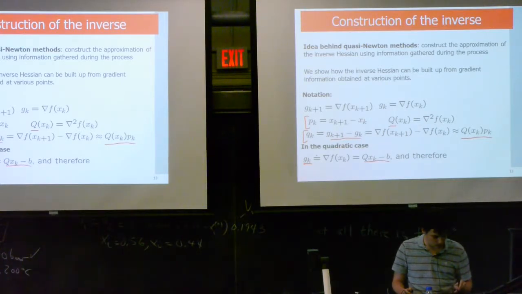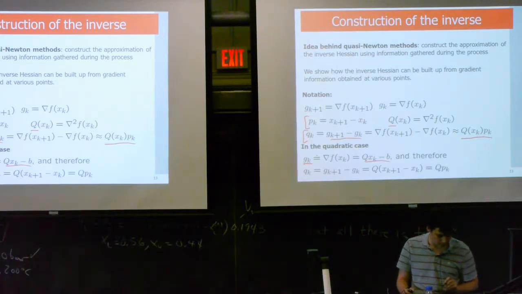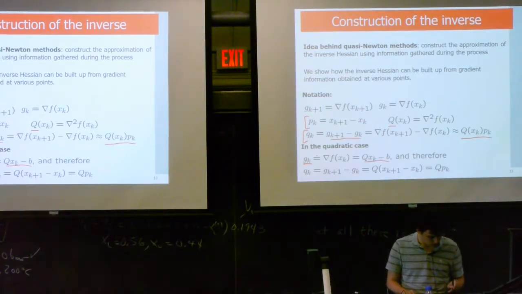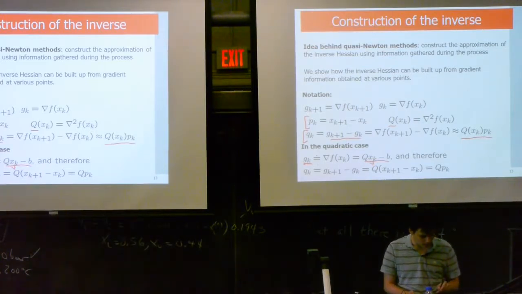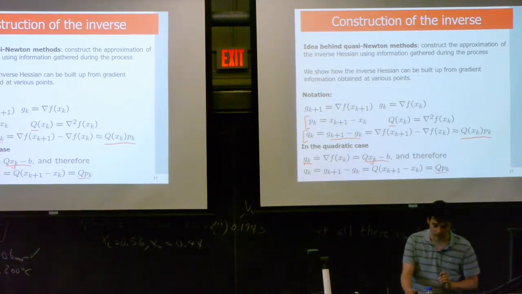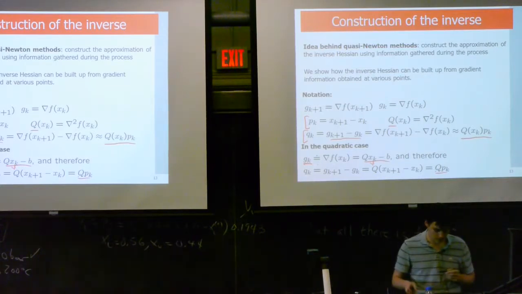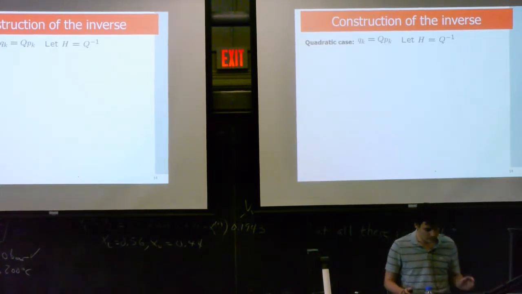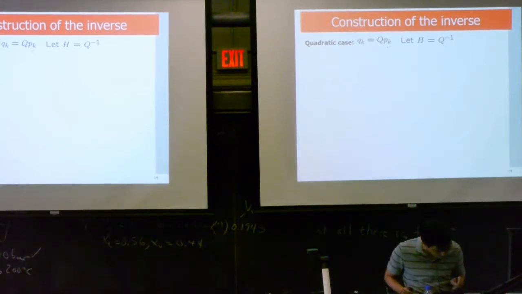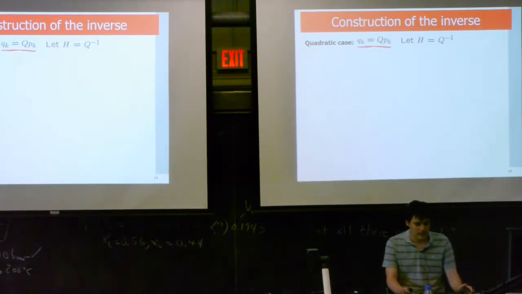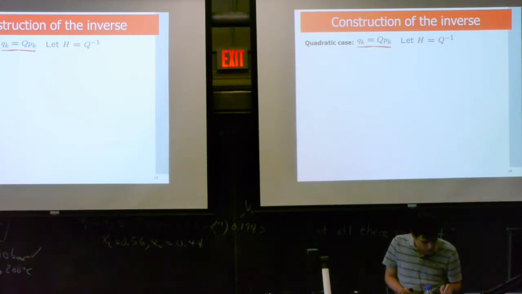That is g_k, the gradient of f, is Q x_k minus b, and because of that, for q_k, by definition, g_{k+1} minus g_k, if I use that, I know what the gradient is now. It turns out that it's Q p_k. Okay. So this is what we know in the quadratic case, that for all k, we have this, and let H denote the inverse of the Hessian.